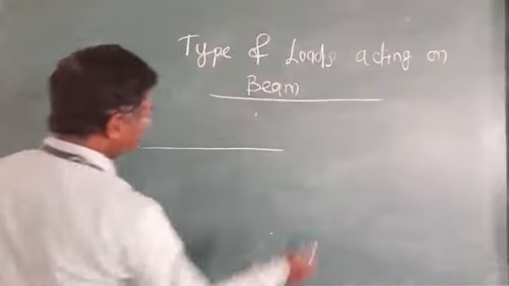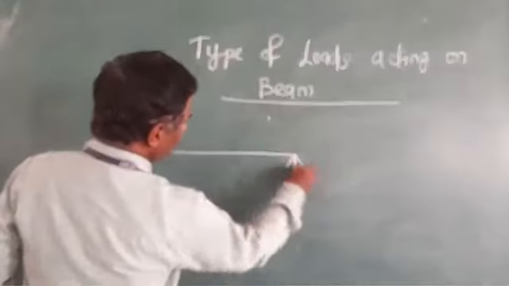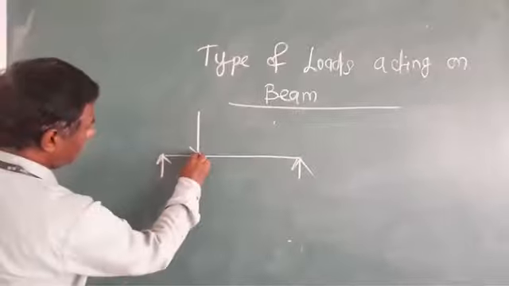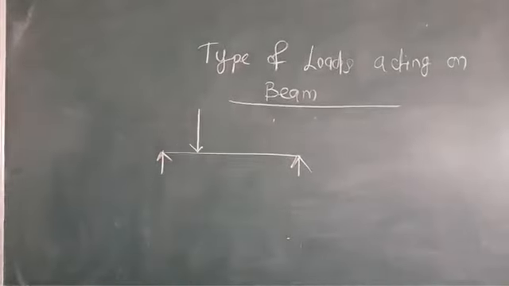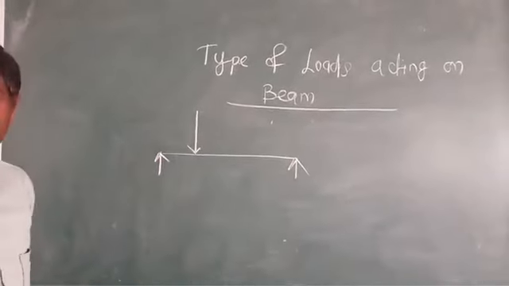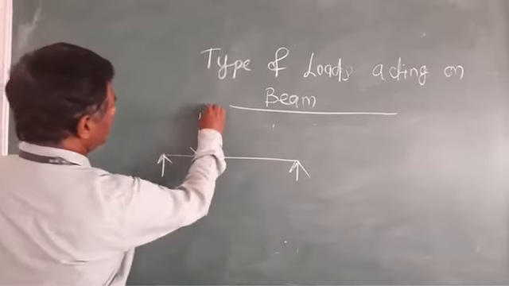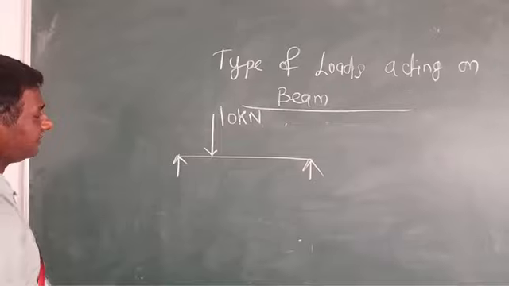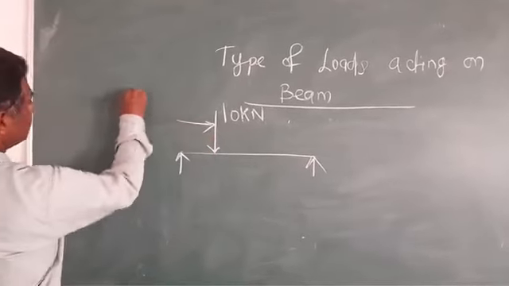Now let's take a beam having two supports. Generally, a point load is represented like this. This is called a point load. Let's say 10 kilonewton.